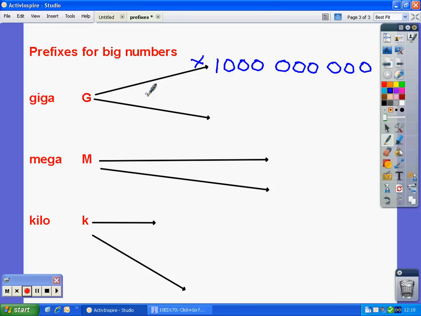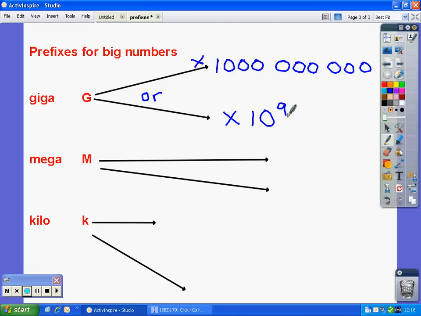Again, if your powers of 10 are good enough, then that's the same as multiplying by 10 to the power of 9. So if you see giga anything, you can replace the capital G by times 10 to the power of 9 and that will convert it into its original unit.